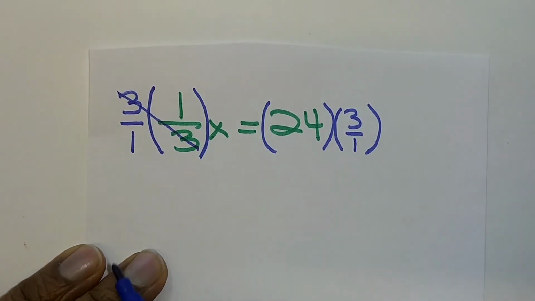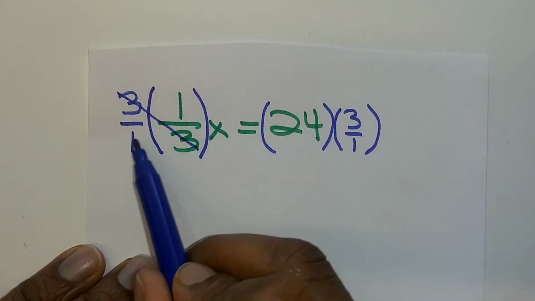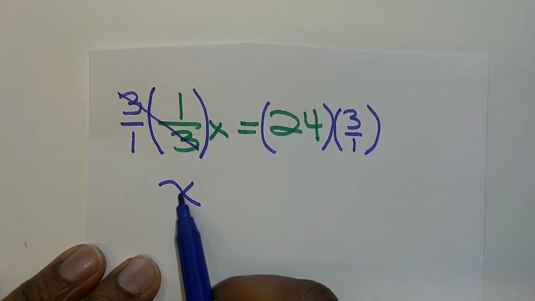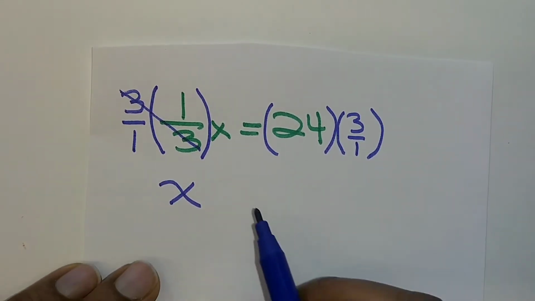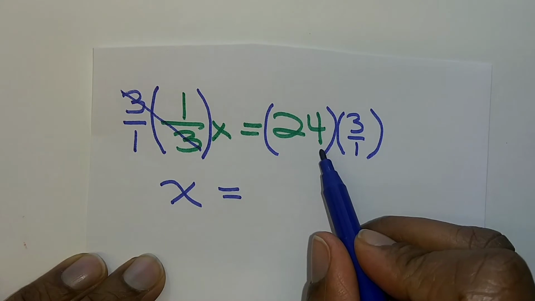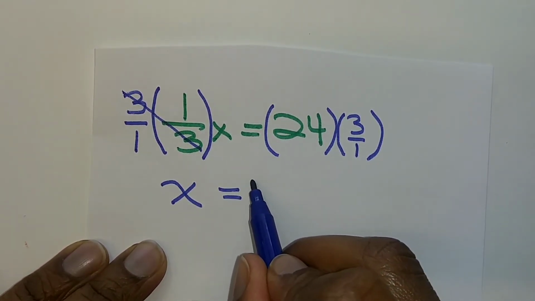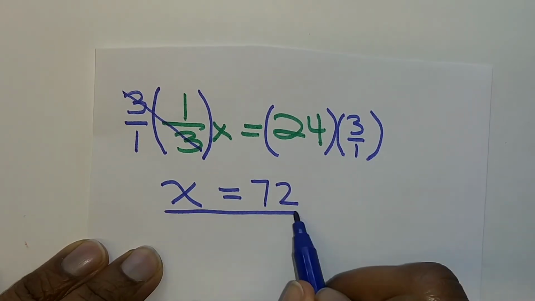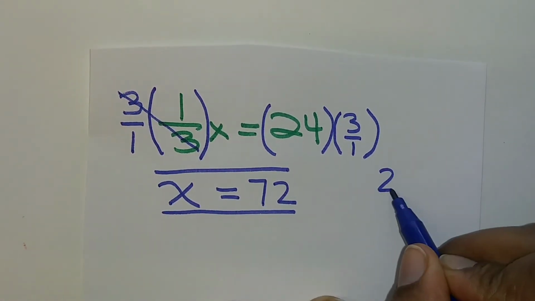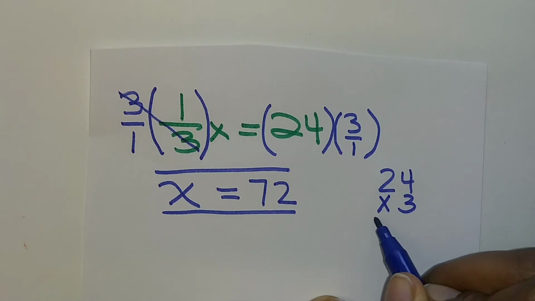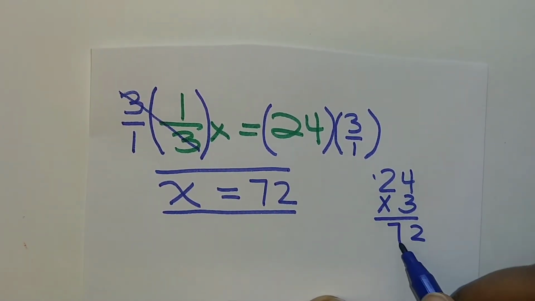3 divided by 3 is 1, and 1 divided by 1 is 1, so I should be left with x on the left side. It's the same as 24 times 3, which is what? 72. Let's double check ourselves with that 24 times 3, because some students are wondering, hey, how'd you get that?